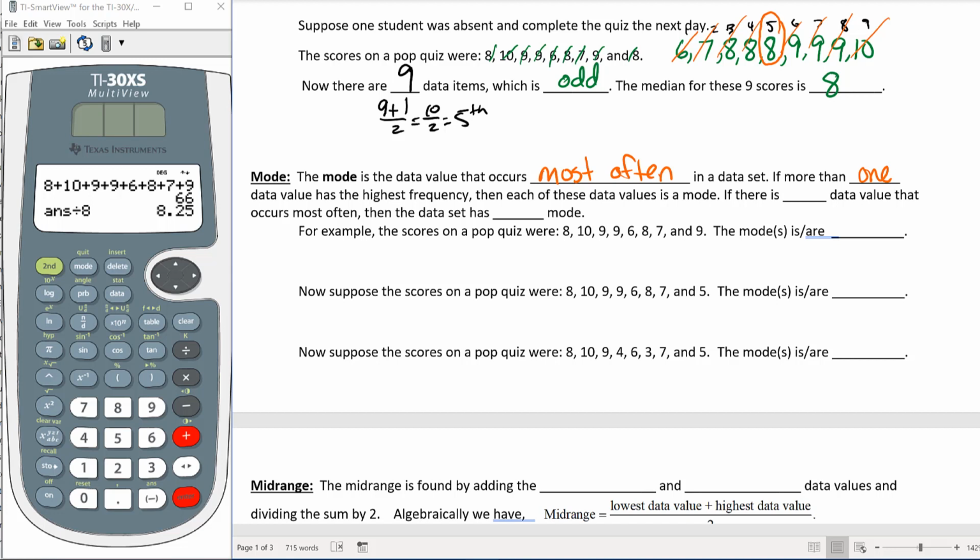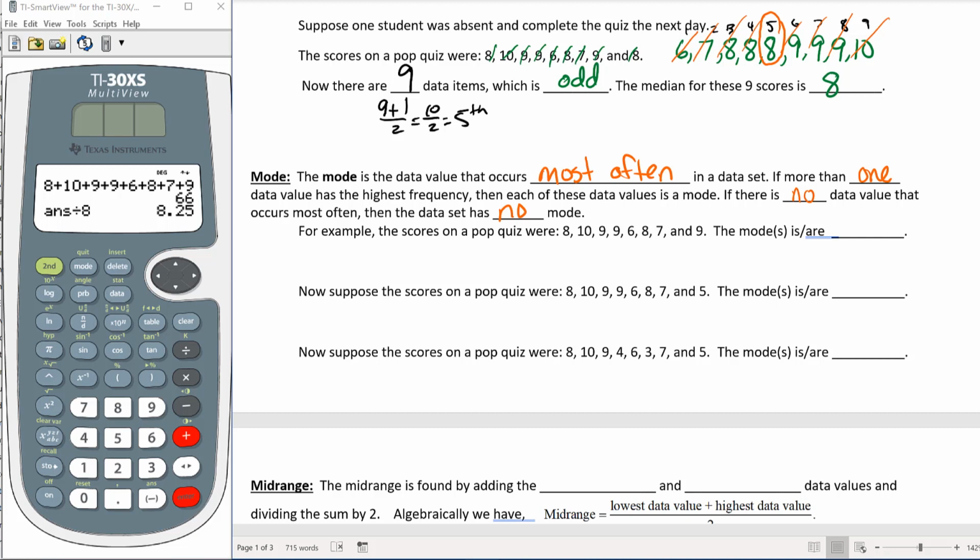Now if there is no data value that occurs most often, then the set has no mode. Okay? And that happens sometimes too. Most often there's usually only one, but sometimes you have more than one and sometimes you have none.